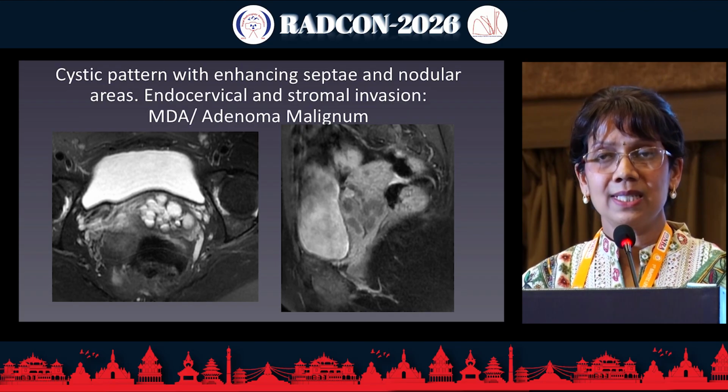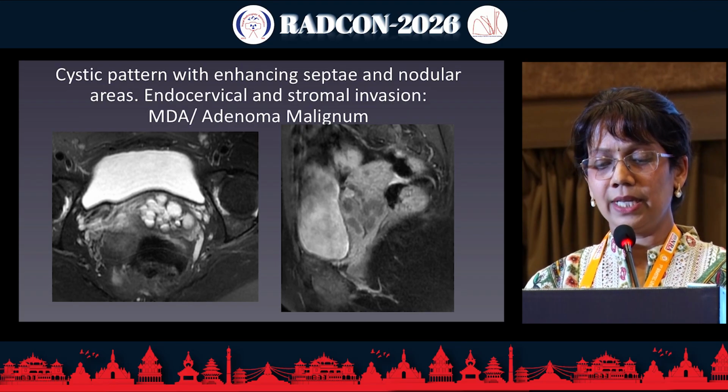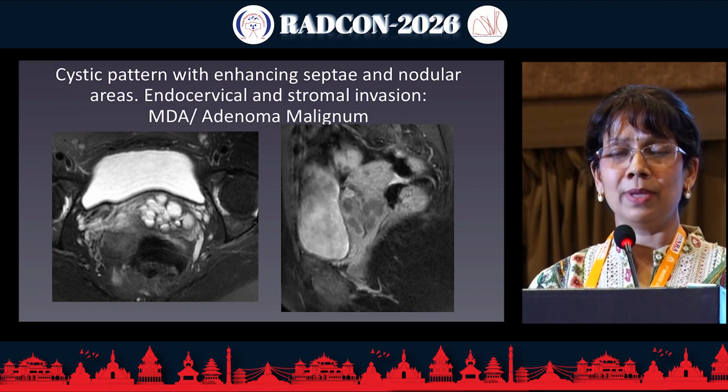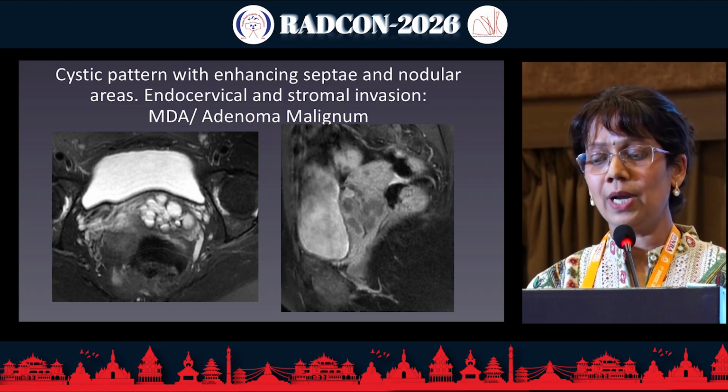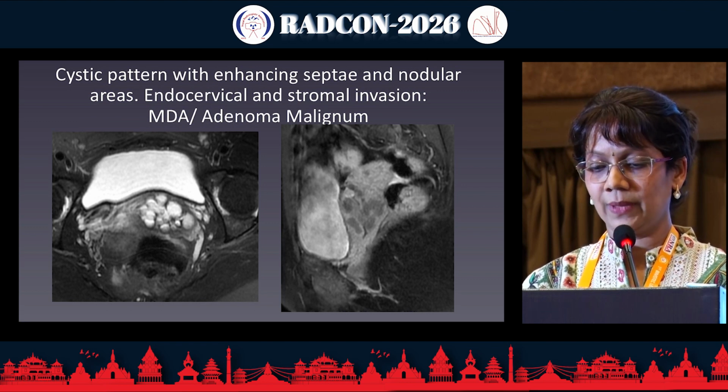Another important pattern is a cystic pattern with enhancing septae and nodular areas where there is a little bit of enhancement. There may be stromal invasion and extension into the parametrium, and this is a minimal deviation adenocarcinoma or adenoma malignum, which is rarely seen but is to be kept in mind.